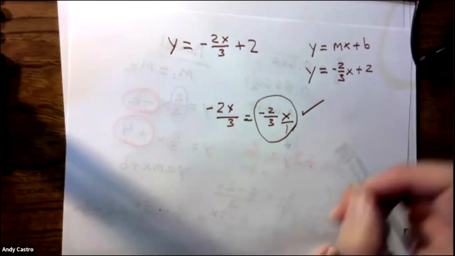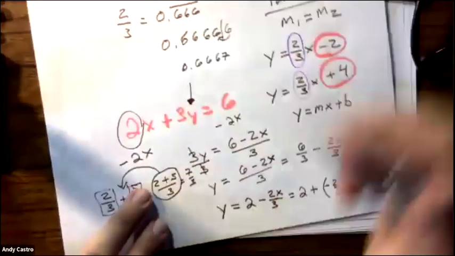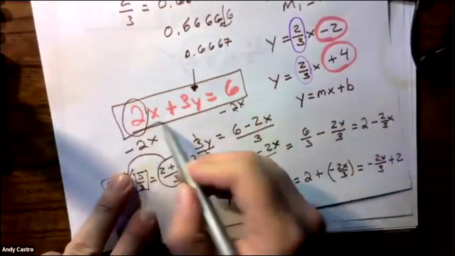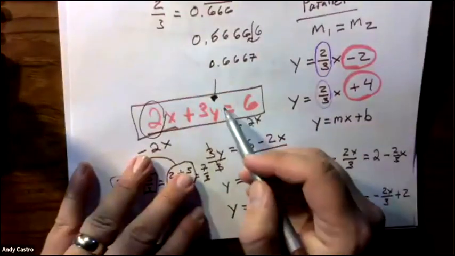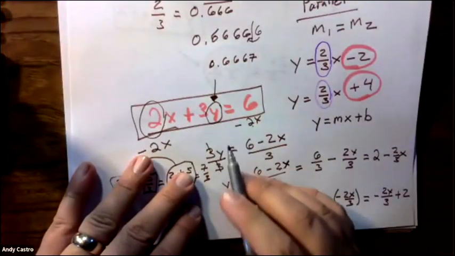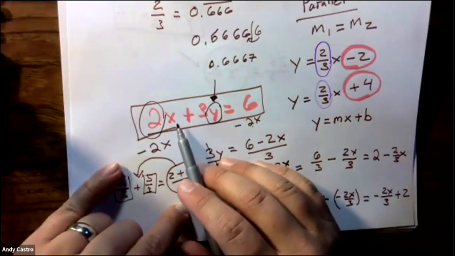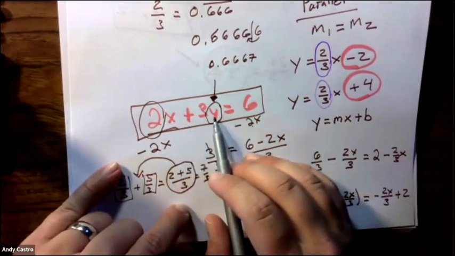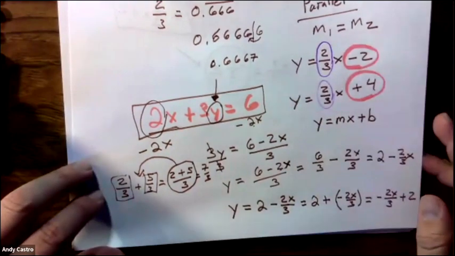Okay? So now that I've got this in slope-intercept form, I'm going to look at my original equation. My original equation was this. Well, negative 2/3 does not show up in that equation. So we have to solve for y in order to find the slope. The other thing that we could do is plug in values for x, find out what y is, get 2 points, and find the slope that way.